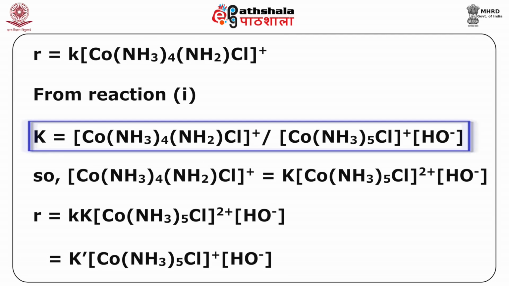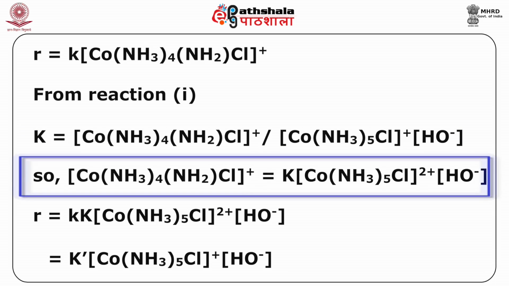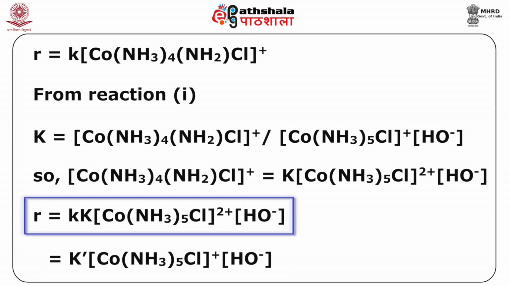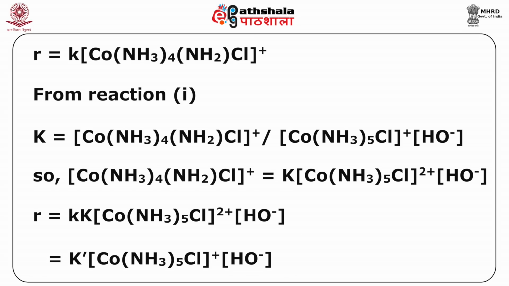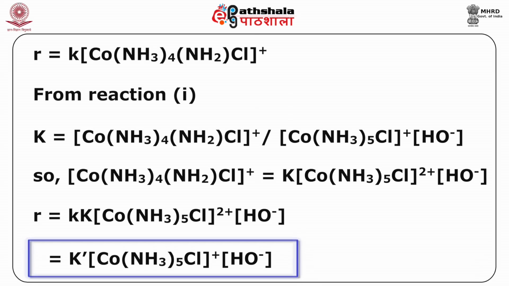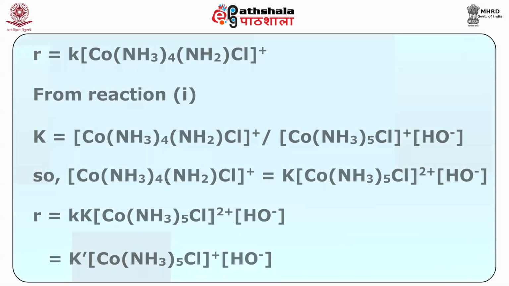the concentration of [Co(NH3)5Cl]2+ into the concentration of OH minus. So [Co(NH3)4NH2Cl]+ should be equal to K into the concentration of [Co(NH3)5Cl]2+ into the concentration of OH minus, and therefore the rate should be equal to K into the concentration of [Co(NH3)5Cl]2+ into the concentration of OH minus. As a result, R should be equal to K dash into [Co(NH3)5Cl]2+ into OH minus.